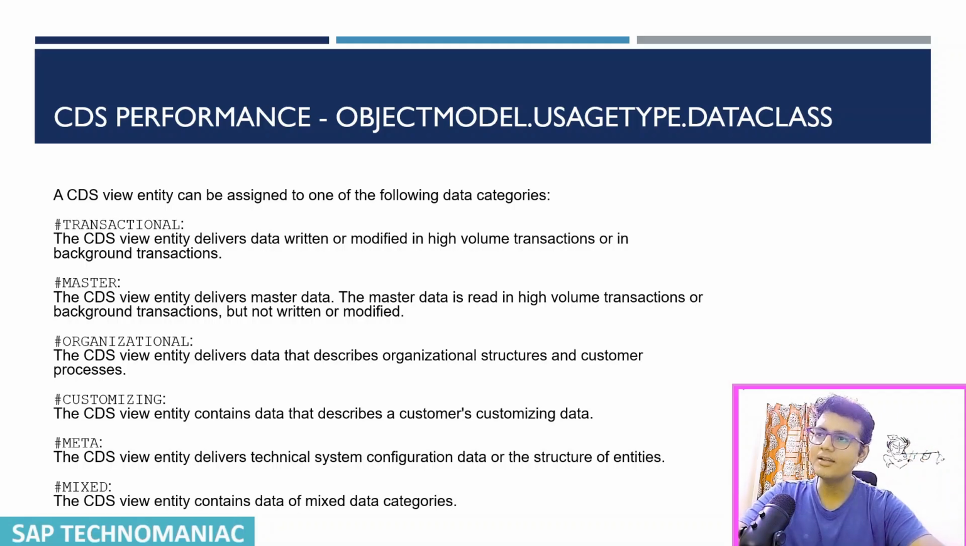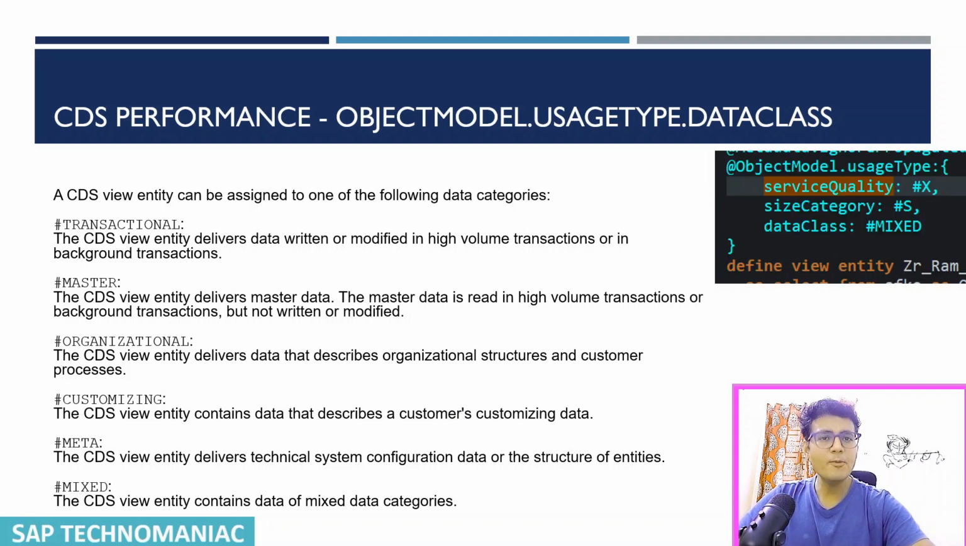So what happens if you don't define your data category? There are 3 main annotations. I forgot to put the screenshot. Let me put the screenshot and come back. I have put a screenshot. You can see these are the important annotations.